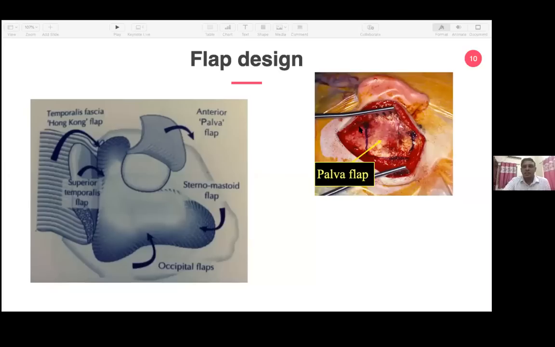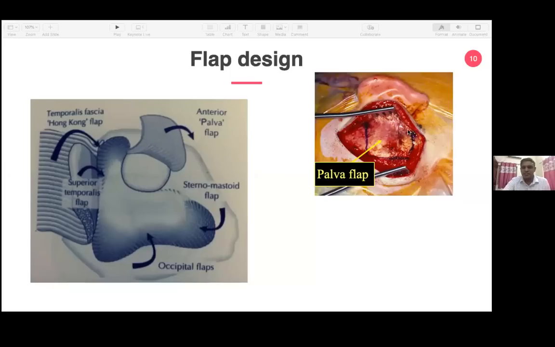Suppose you design a flap in this way, giving a vertical cut here and an inferior cut here, and you raise the flap like this. That is a superiorly based flap. That flap has its blood supply from the superior portion. This is a superiorly based flap that is called the Hong Kong flap.